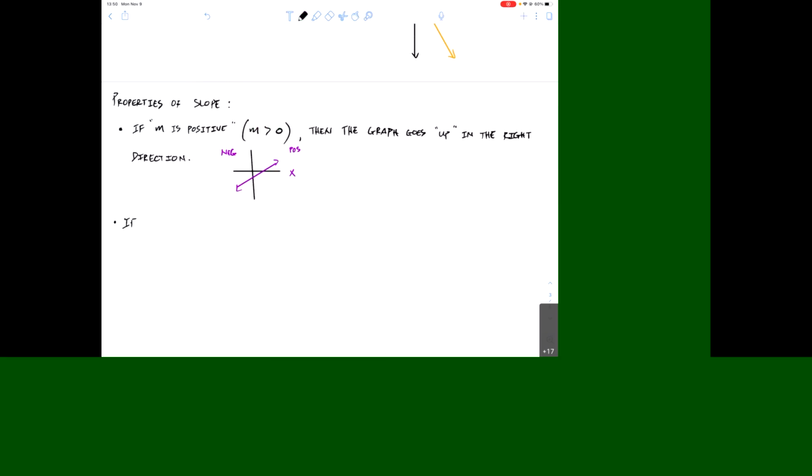If m is less than 0, then the graph again goes up, right? Goes up is a very non-mathematical way of describing it, but when you see it visually, you'll see what I'm talking about. In the left direction, or another way you can think of this is, as I said just earlier, left direction, or x-axis negative.